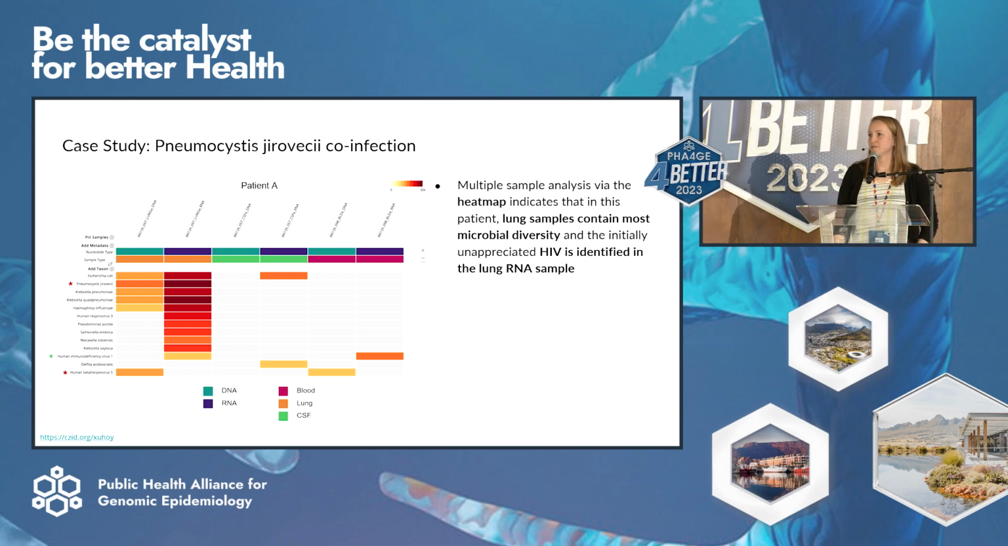And so right away, some things that we notice here are that the RNA sample seems to have more pathogens in it. Or the lung samples have the most pathogens, and RNA even more than DNA. And within that, we start to notice that there is an HIV hit showing up in that RNA sample from the lung.